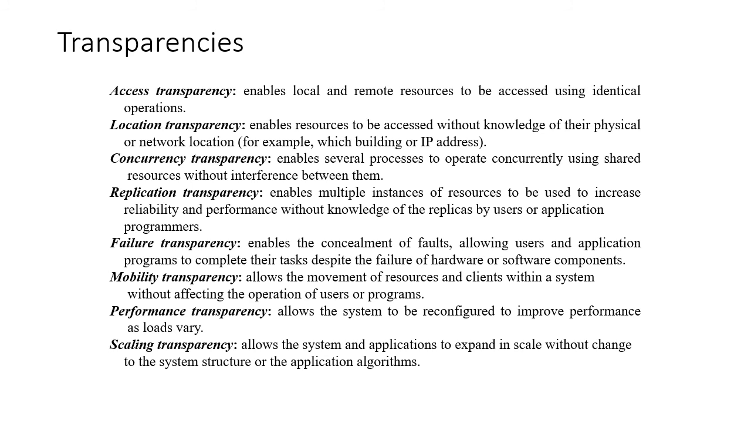Mobility transparency. Mobility transparency ensures that the user doesn't have information on whether the movement of resources and clients within a system has happened or not, and it should not affect the operations of the basic program or the user.